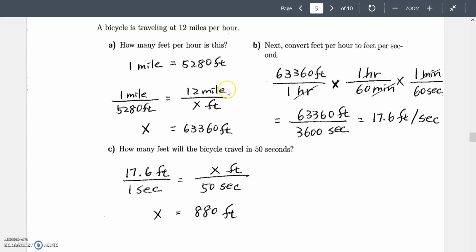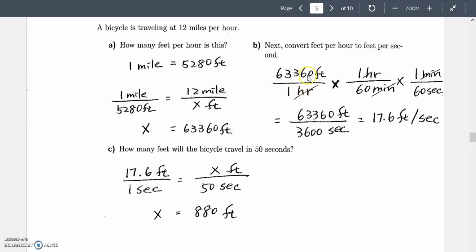So we set our miles on top and then feet on the bottom. The unknown feet can be calculated by doing cross multiply. If we do cross multiply, we'll get what we need. Now part B, we're going to go from feet per hour to feet per second. Now we're done with converting mile to feet. Now we want to change the time.